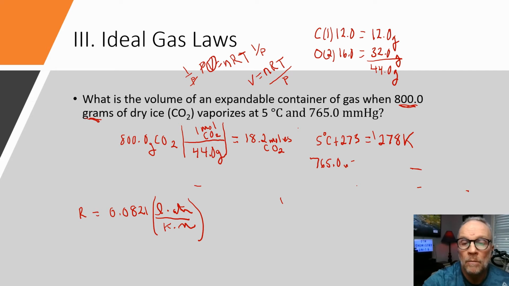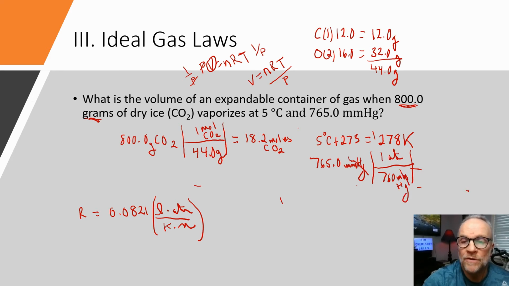So 765.0 millimeters of mercury. 760 millimeters of mercury is equal to 1 atmosphere. So we'll have to convert that to atmospheres. And when we do that, we get 1.01 atmospheres.